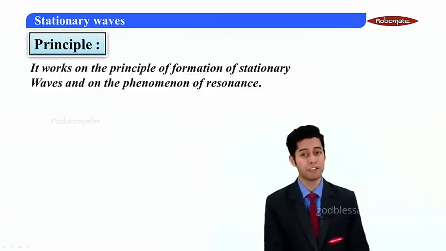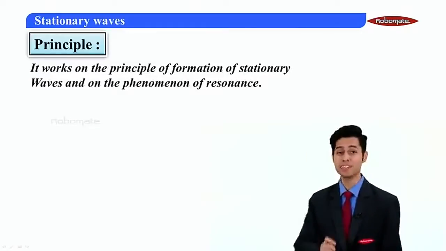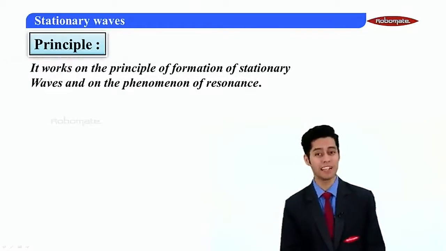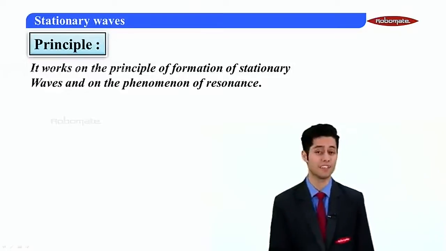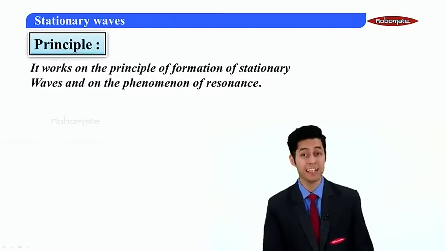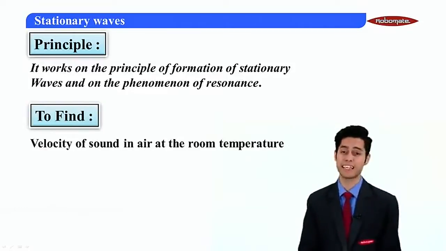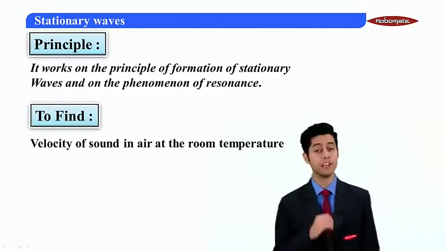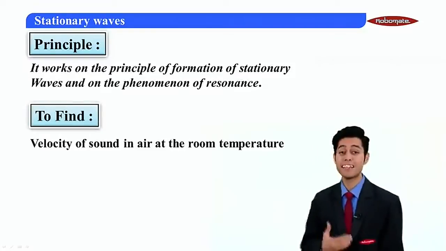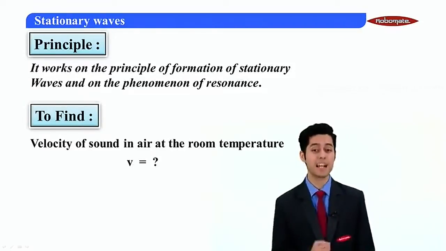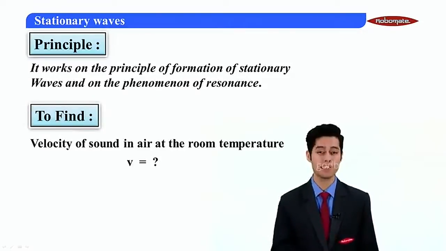The principle of this experiment is that it works on the phenomenon of resonance and the formation of stationary waves. So it's a very important yet basic principle. Again, what do I need to determine in this case? I need to find out the velocity of sound in air at room temperature. That means I need to determine what is V.